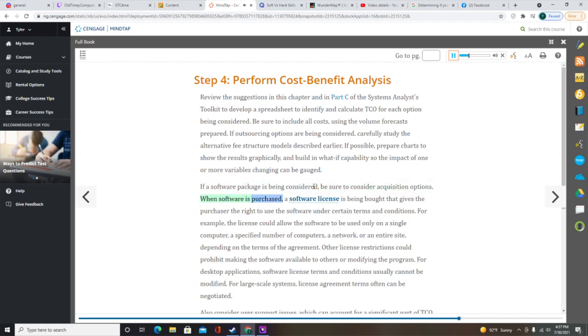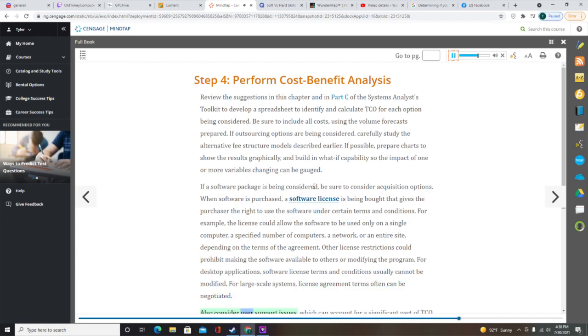When software is purchased, a software license is being bought that gives the purchaser the right to use the software under certain terms and conditions. For example, the license could allow the software to be used only on a single computer, a specified number of computers, a network, or an entire site, depending on the terms of the agreement. Other license restrictions could prohibit making the software available to others or modifying the program. For desktop applications, software license terms and conditions usually cannot be modified. For large-scale systems, license agreement terms often can be negotiated.